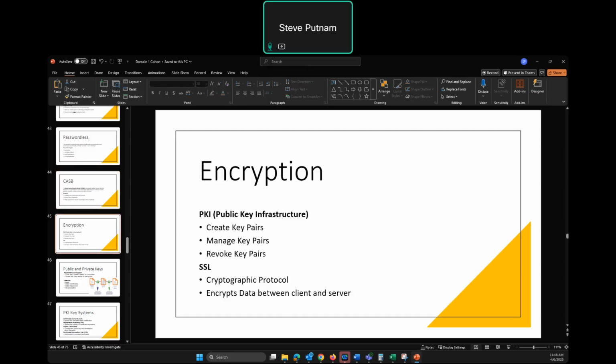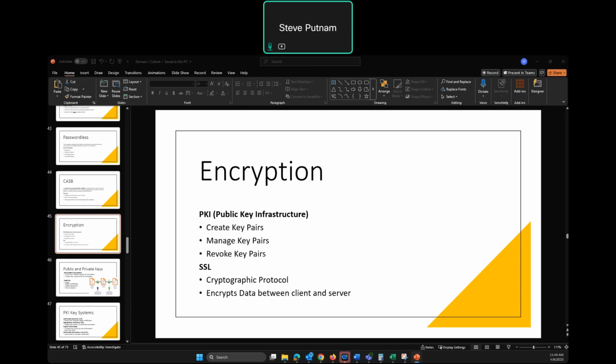Encryption. We all know about encryption. Encryption is one of the most important parts of security, right? And so PKI, the public key infrastructure, creates key pairs, manages key pairs, revokes key pairs. PKI is a framework for creating, managing, and using digital certificates and public-private key pairs.